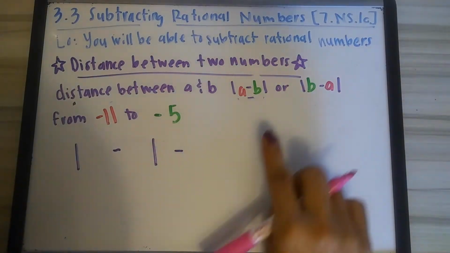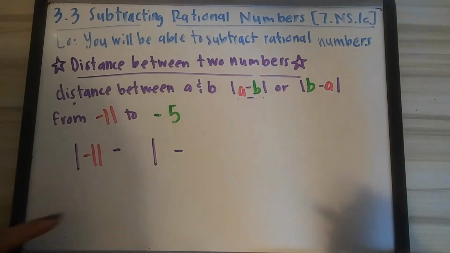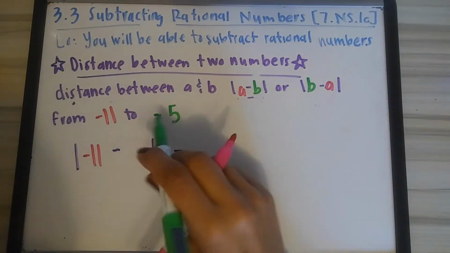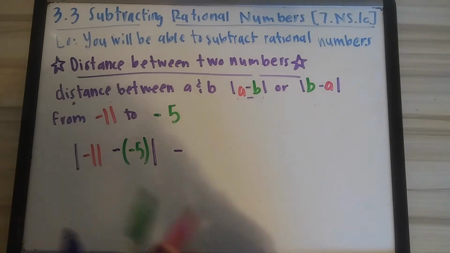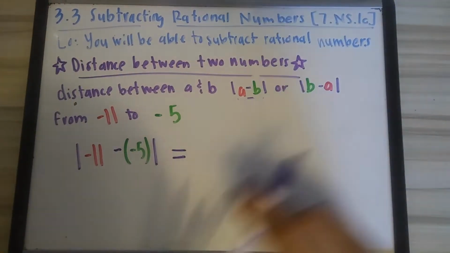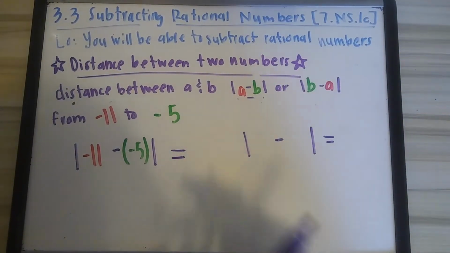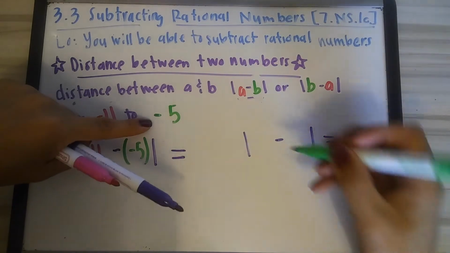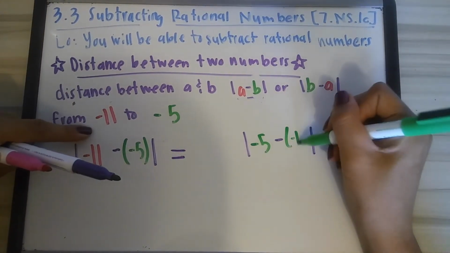Okay, so my A in this case, I can just make it negative 11, right? And then what is my B? My B is negative 5. So I'm going to have to write parentheses there, okay? Because it's negative 5. And that's going to be equal to something, okay? Let's do it in this form now. So B will correspond to my negative 5, and then minus A, which is negative 11. So I'm going to write it like that.